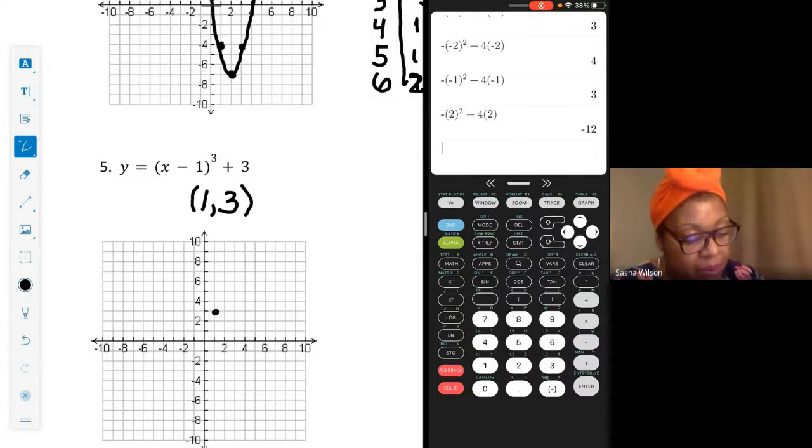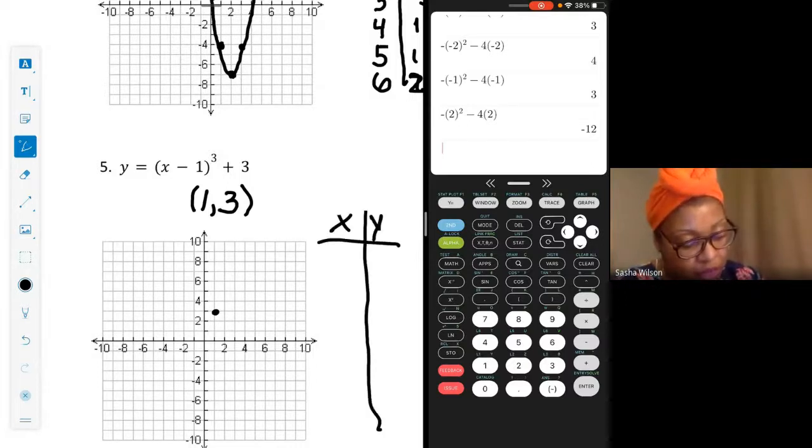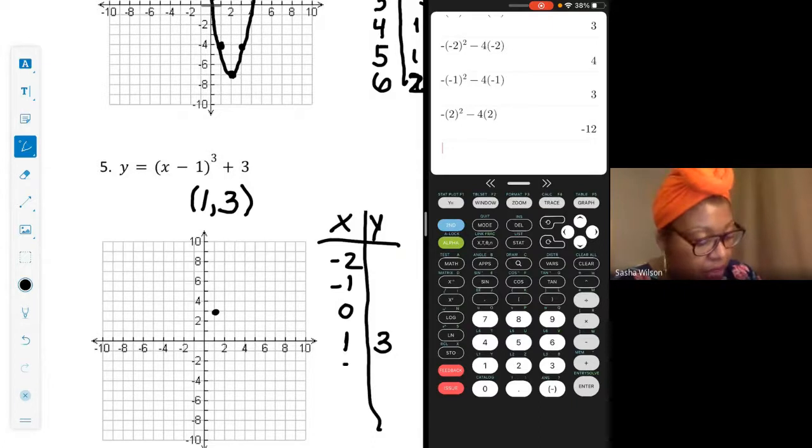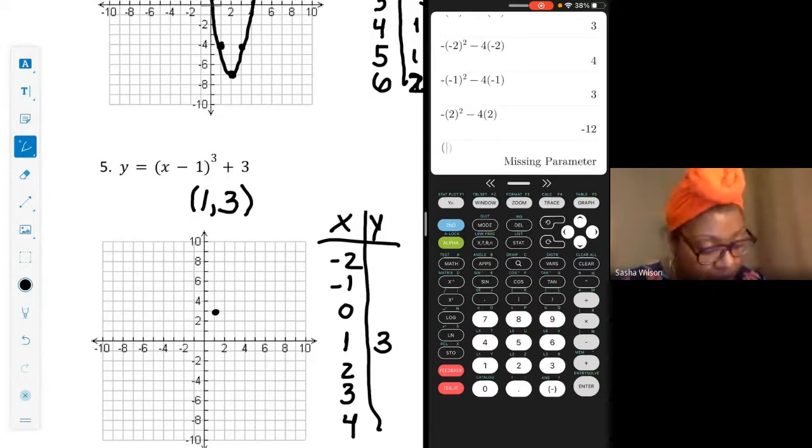Then I'm going to make a table of values just like I did before. And 1, 3 is going to be in the middle. Then I'm going to do some numbers before it. And I'm going to do some numbers after it. Keep in mind that my exponent is now cubed. So parentheses, negative 2 minus 1 to the third power, then plus 3. And I get negative 24. That's kind of too big to plot.